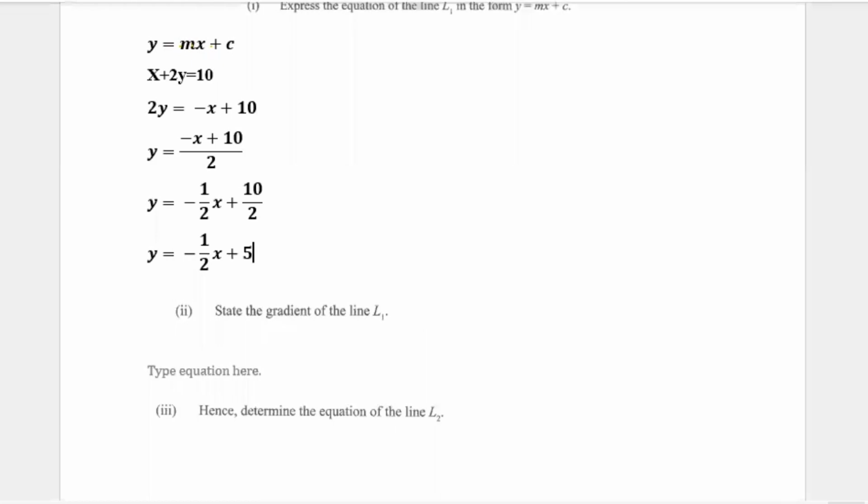Part 2 now says, state the gradient of L1. Easy question. I told you that this paper wasn't easy. Remember we're transposing, and the x in the original equation was positive. So in order to get rid of it, when it's going across the equal sign, it becomes a negative x. It's the same as subtracting x from both sides of the equation. Follow me? So it was positive on the left-hand side, and when it goes across, it becomes a negative x.